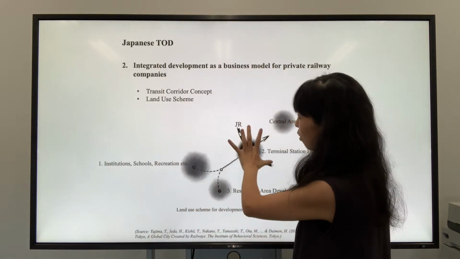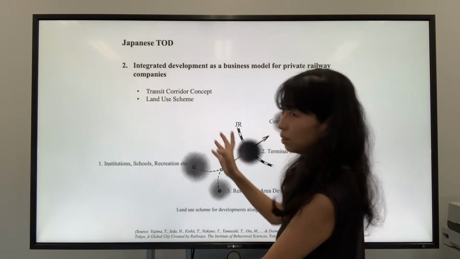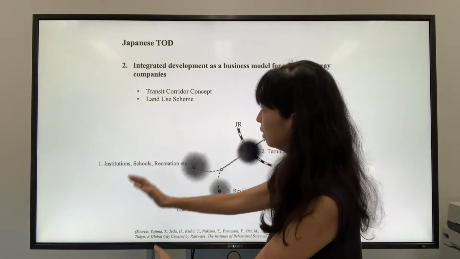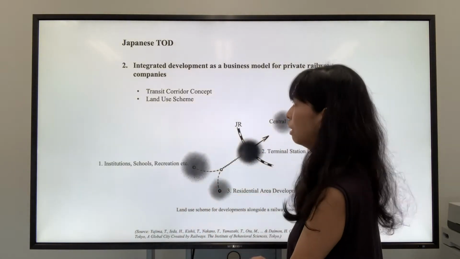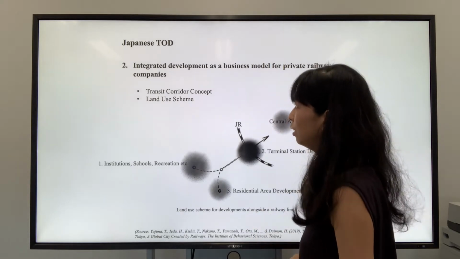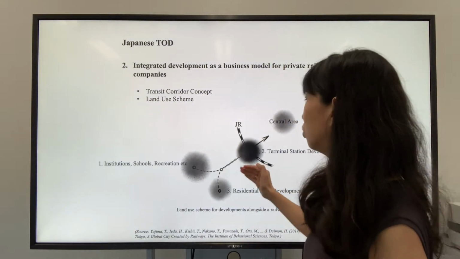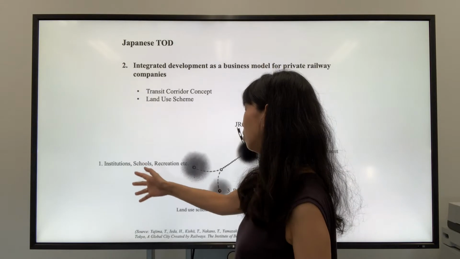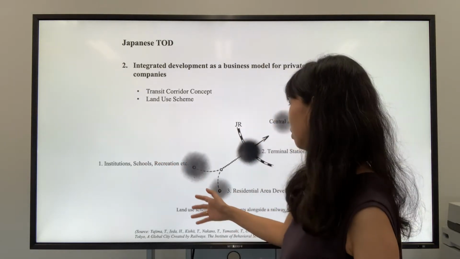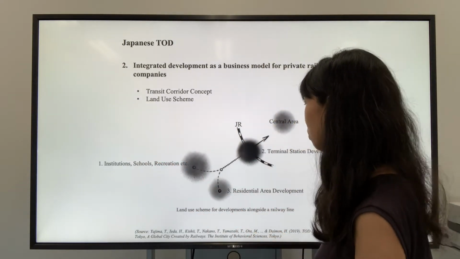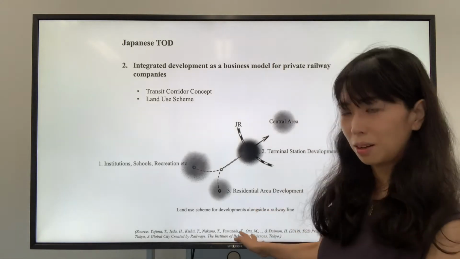And for that, the second one is very important because the development of this transit corridor will happen in relationship with introducing institutions, schools, recreation, and it is also developed together with the residential area.